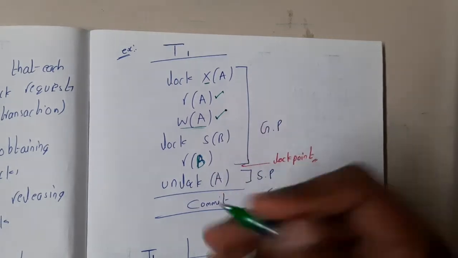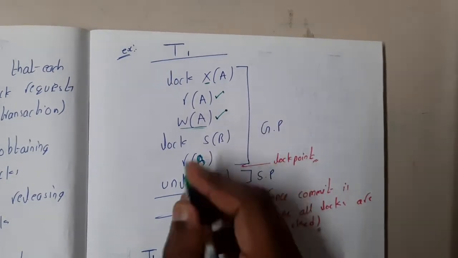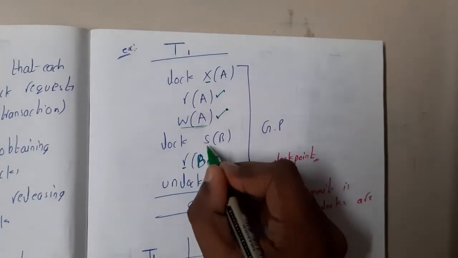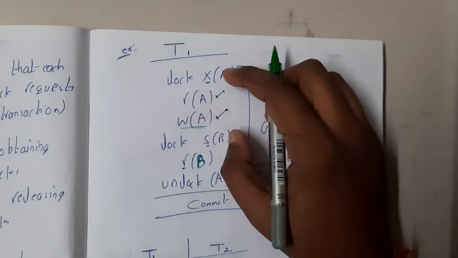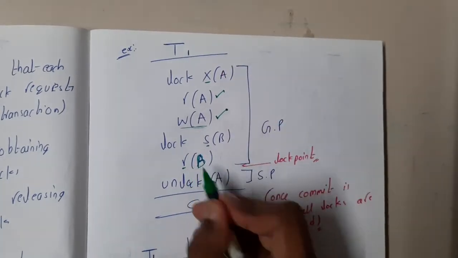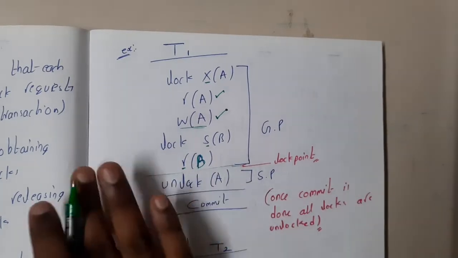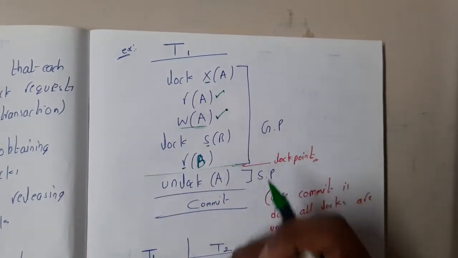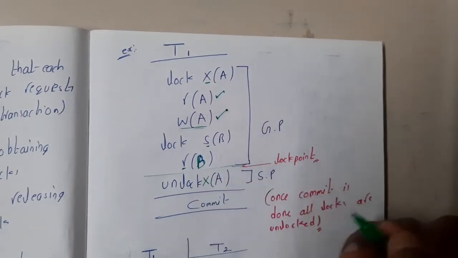After that, I notice that I need to perform a read operation on B. As it is a simple read operation, I can use a shared lock. So now I locked it with a shared lock, and in total I have two locks. Then I read the value of B. Now my whole work is done, so I will start unlocking. I unlocked the exclusive lock with respect to A.